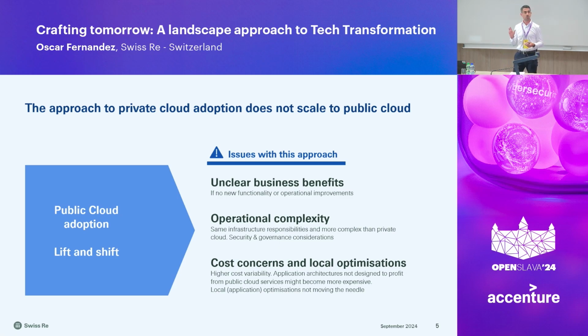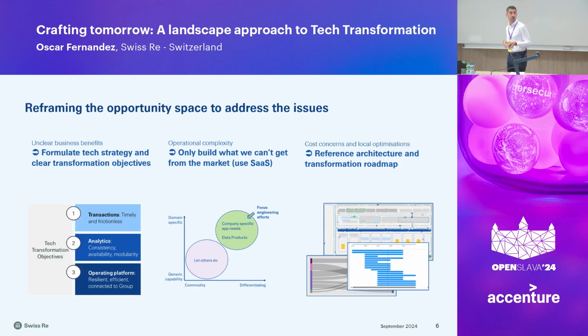So what we thought is maybe what we need to do is reframe how we're approaching this opportunity, reframe the value proposition, and address those issues. And that's what we did. So on clear business benefits, that's something you can address, and we did by having clear transformation objectives.